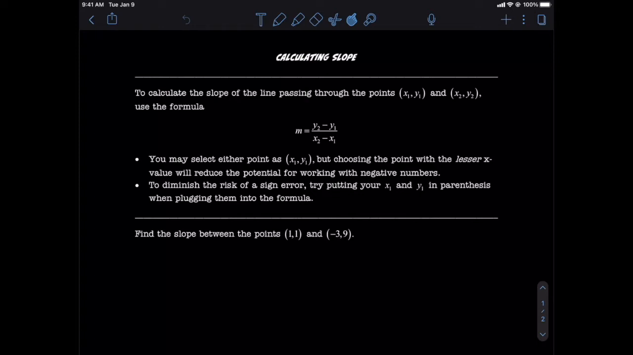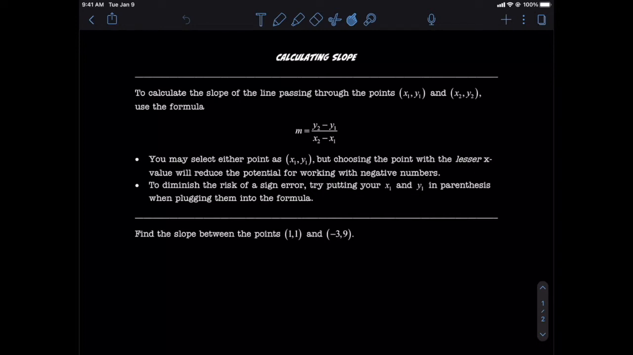If we want to be successful with this skill, we're going to have to be comfortable with the formula that you can see on your screen. Specifically, if you're trying to find the slope of the line that passes through points x1, y1 and x2, y2, you're going to use the formula m is equal to y2 minus y1 over x2 minus x1.